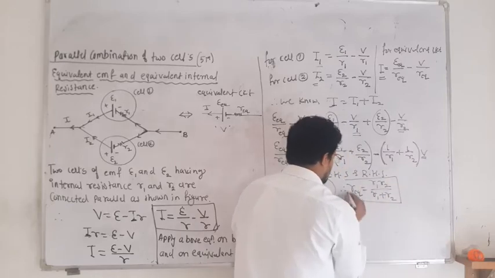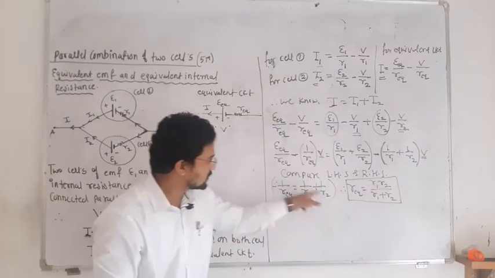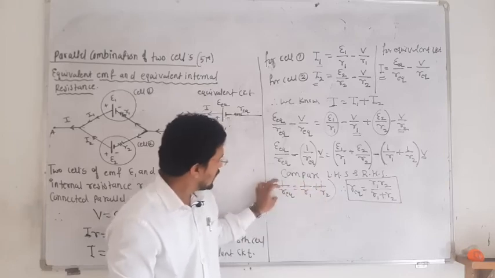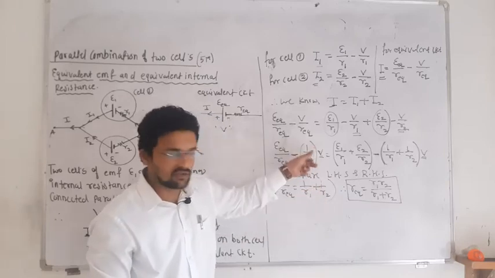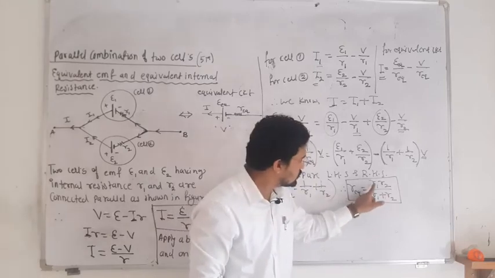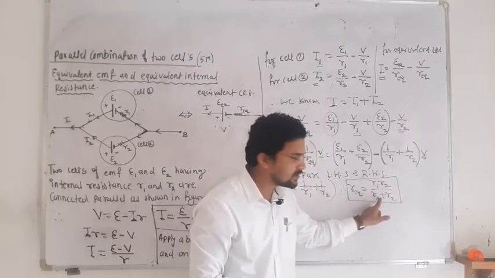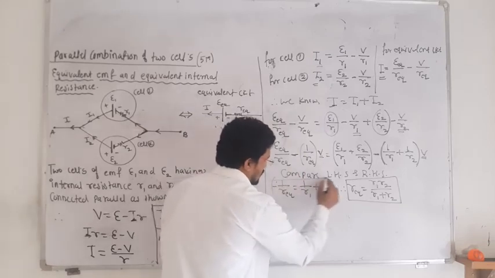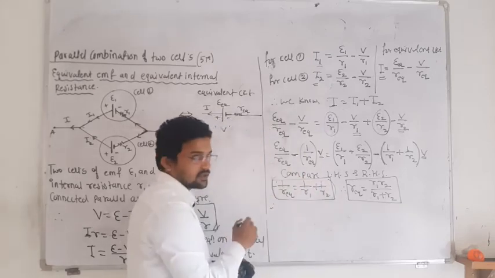If you solve this, correct. Just take the LCM. R1 R2 over R1 plus R2, and just reverse it. Automatically this will also reverse. So you will get R_equivalent is equal to R1 R2 divided by R1 plus R2. Okay, next, R_equivalent is done. That is our job. Now you have to find out the E_equivalent.